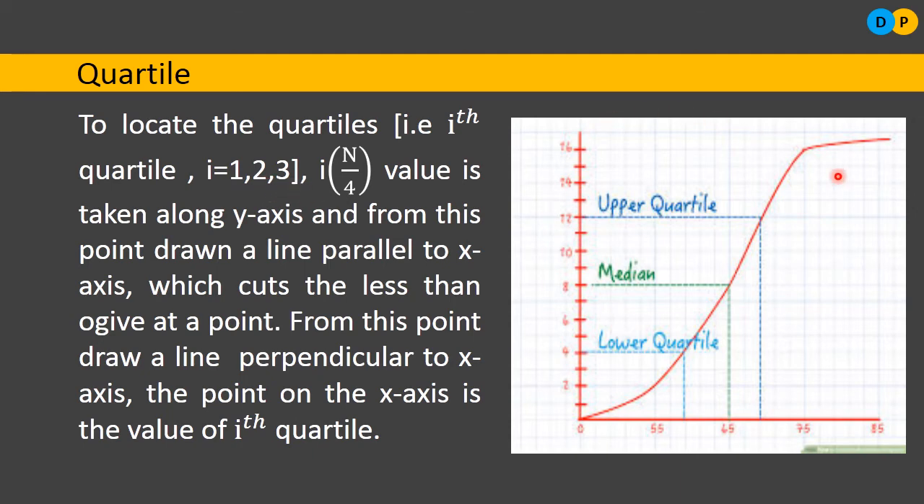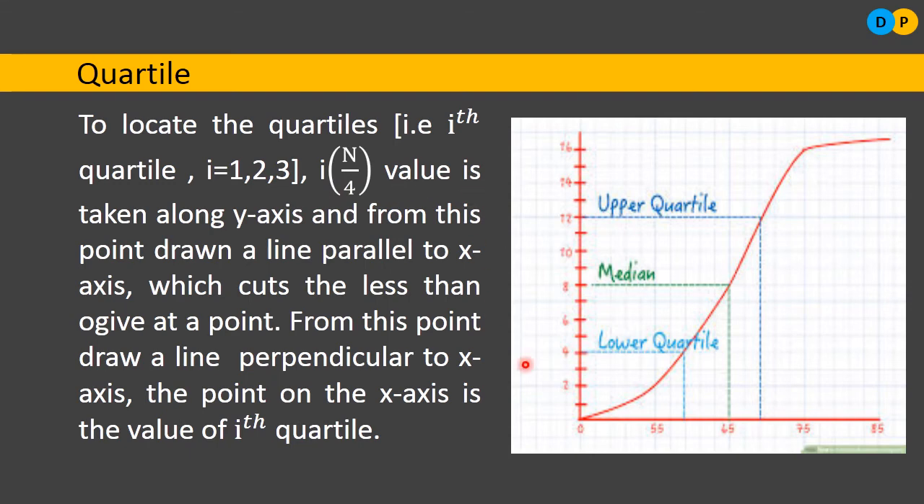So the entire area will be divided into 4 equal parts using 3 quartiles. In case I want to find the first quartile, how to do that? Here I will use 1 into N. What is capital N? Capital N is the total frequency. Let us say the total frequency is 100. So 1 into 100 divided by 4 is, let us say, 25.